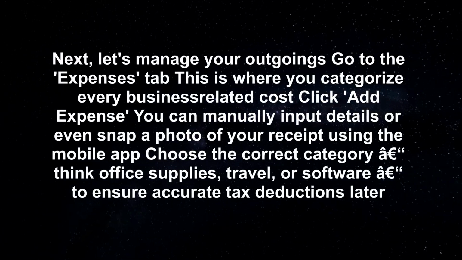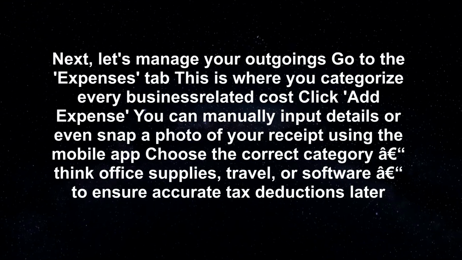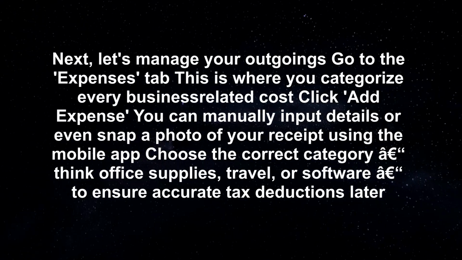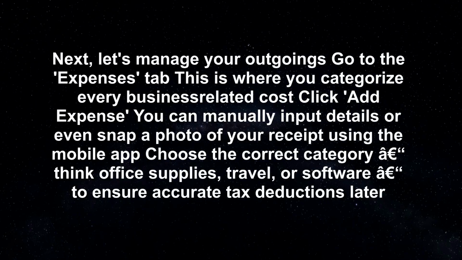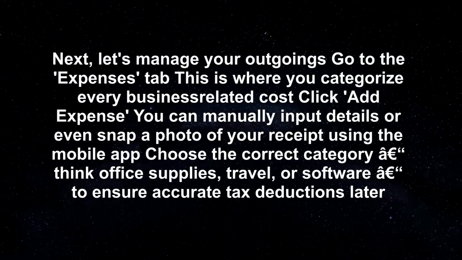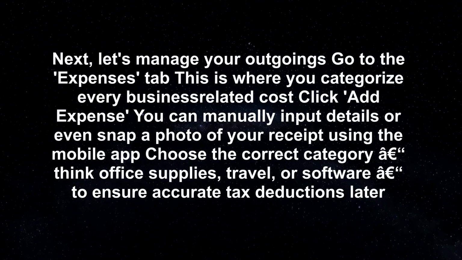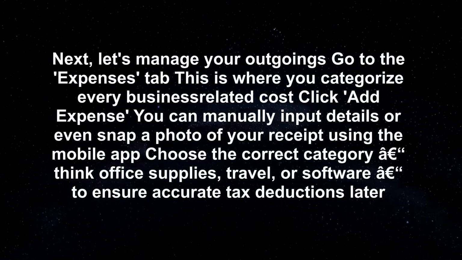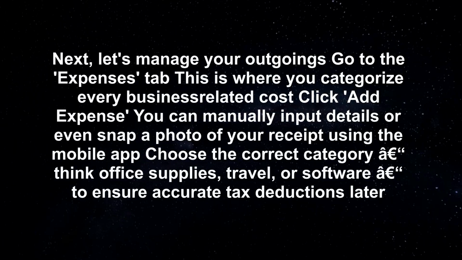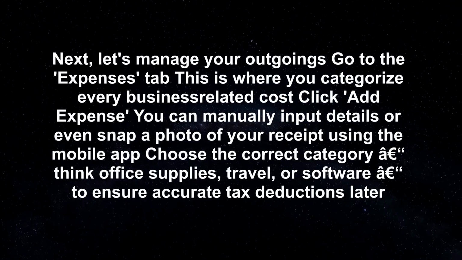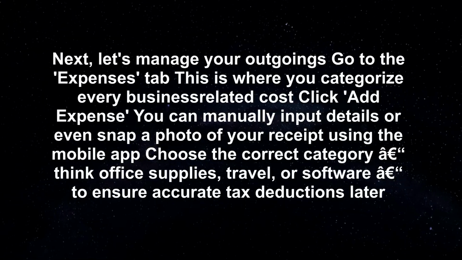Next, let's manage your outgoings. Go to the Expenses tab. This is where you categorize every business-related cost. Click Add Expense. You can manually input details or even snap a photo of your receipt using the mobile app. Choose the correct category, think office supplies, travel, or software, to ensure accurate tax deductions later.